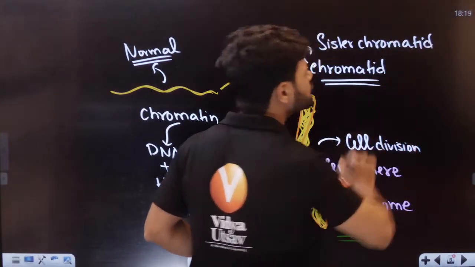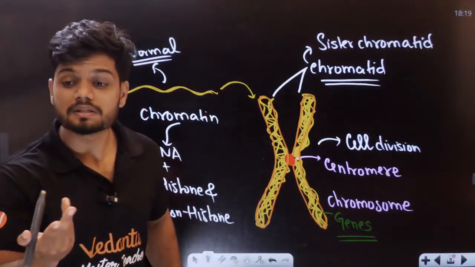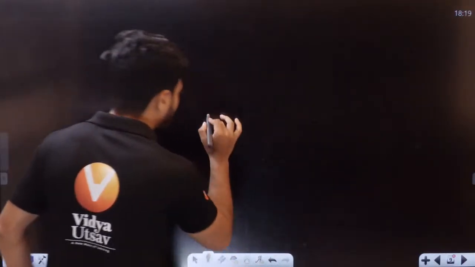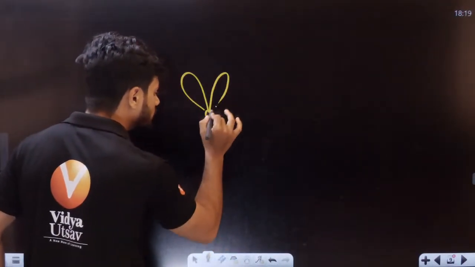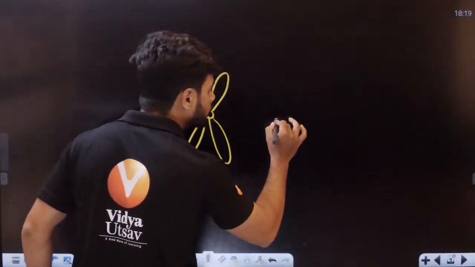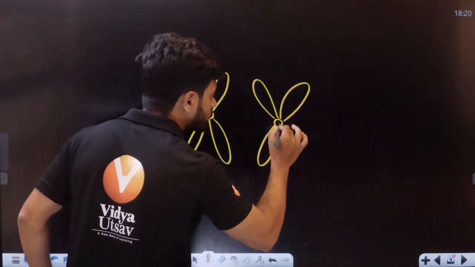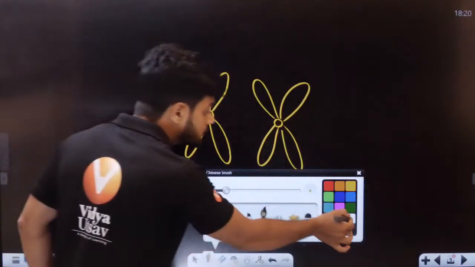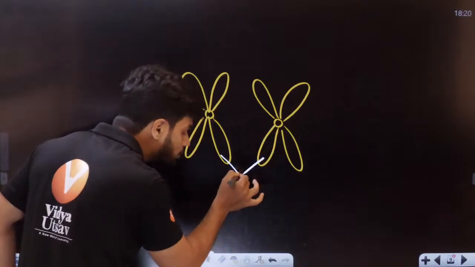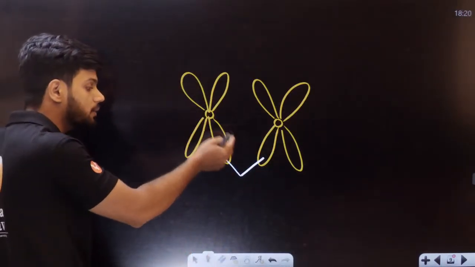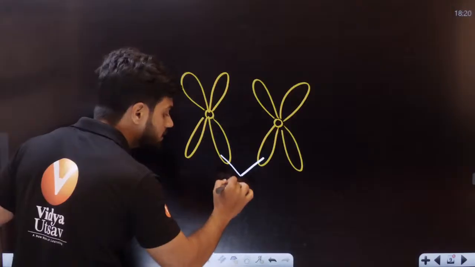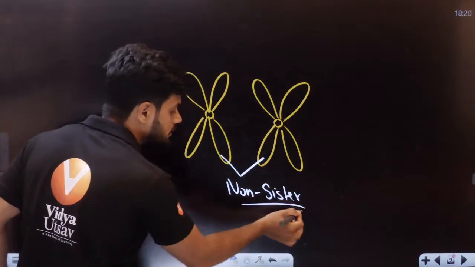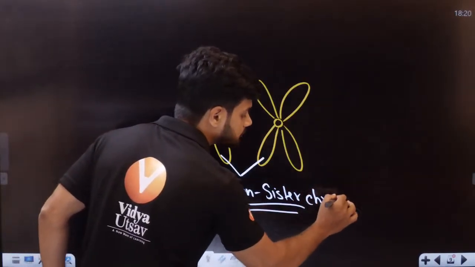Then sir, what is non-sister? The meaning of non-sister is very simple. Let's say I have one chromosome here, and I have one more chromosome here. Now there are two different chromosomes. This chromatid and this chromatid, one from this centromere and one from that centromere, are called non-sister chromatids.